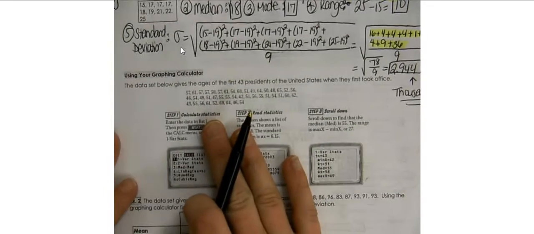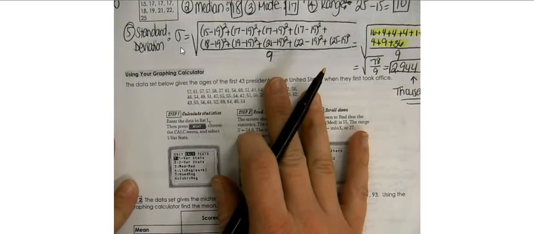So a lot of that can take a long time. Thank goodness we have our graphing calculator, especially if we have as many data values as we have down here. We have a total of 43 data values. This says, the data set below gives the ages of the first 43 presidents of the United States when they first took office. So here are all of our ages, and we're going to enter all of these values into your calculator.